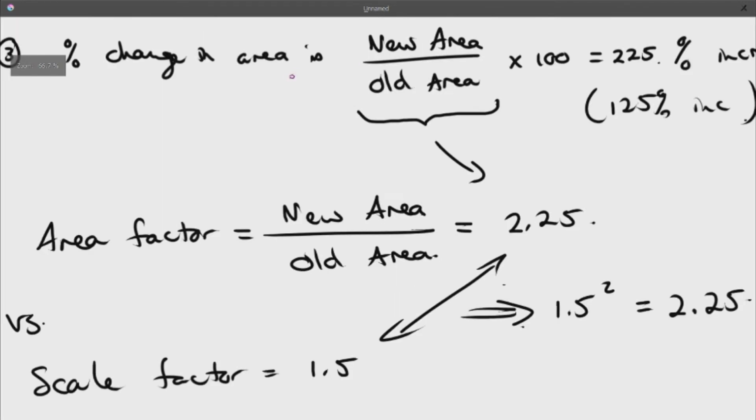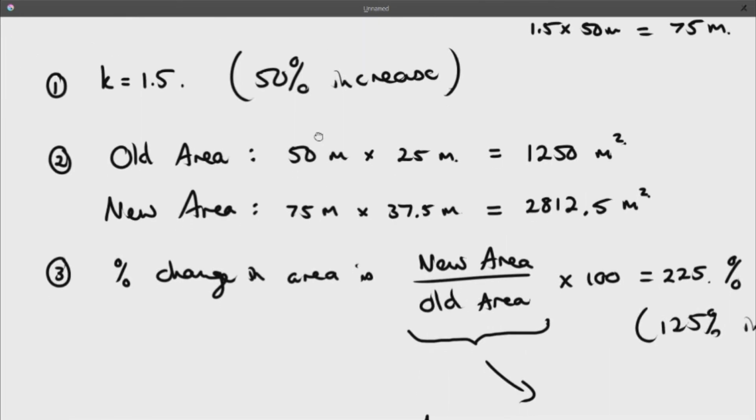It does if you zoom in and look at how the new area was calculated. Is that going to be everything? It's going to be every time. Because this 75 came from 1.5 times 50. This 37.5 came from 1.5 times 25. So there are two of them multiplied in the new area. So 1.5 squared.